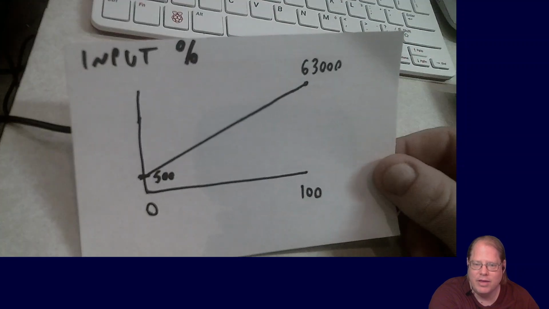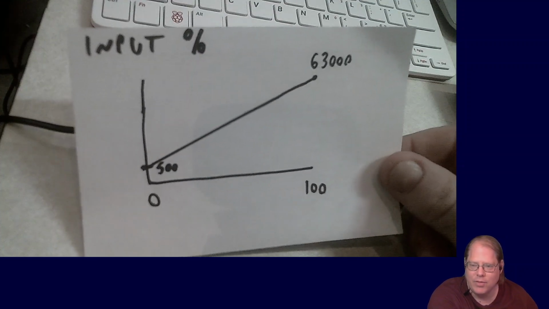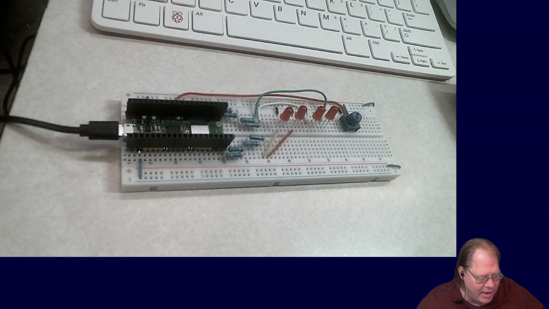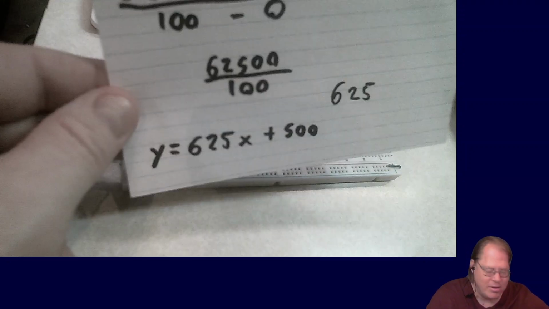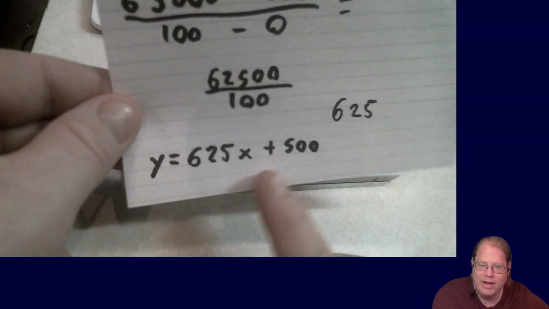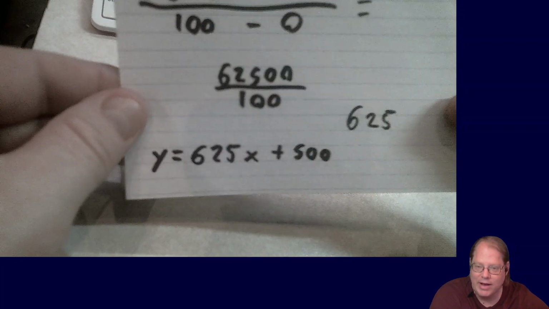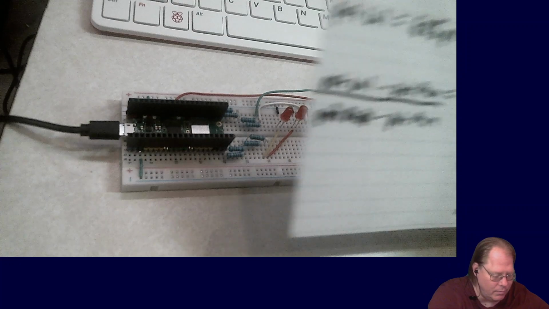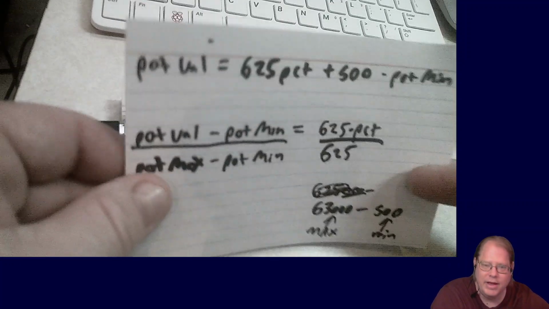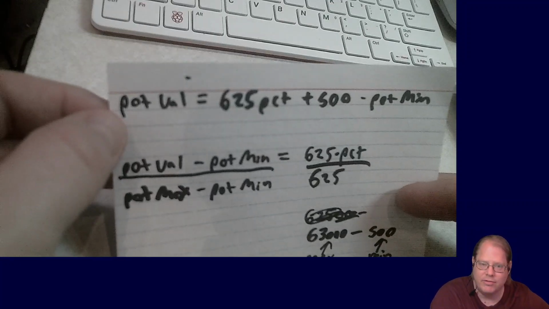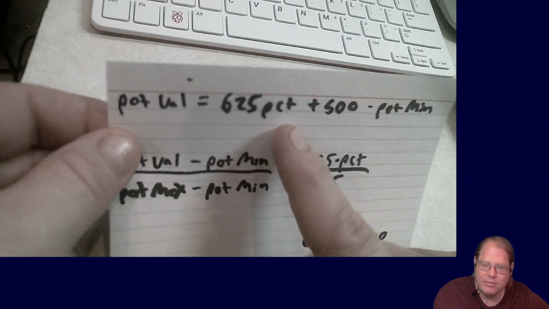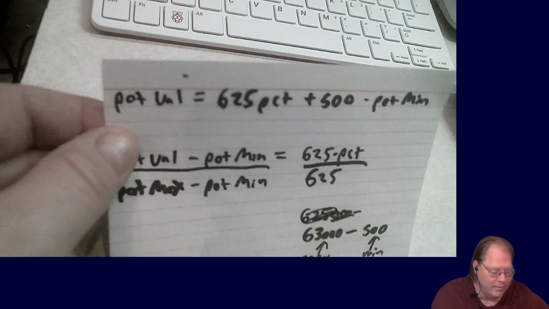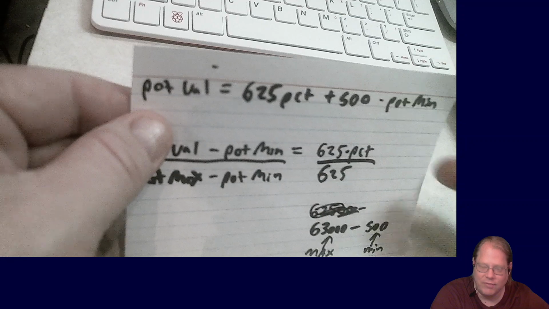Typically, when you're doing these, you know the x value and you're looking for the y value. In this case, because I'm taking input from the potentiometer, I know the y value. I need to solve for x. So I need to do a little more math to make this equation work. So I'm going to substitute in pot value for y, and for x, I'm going to substitute in percent. And now I've got to start solving.